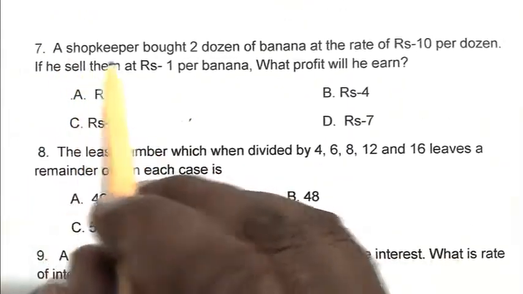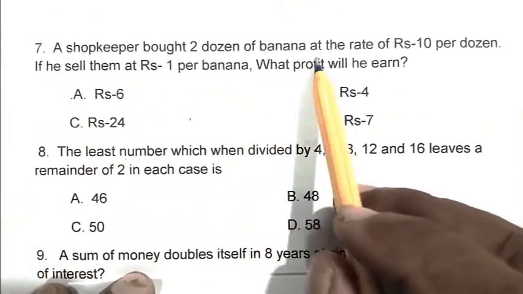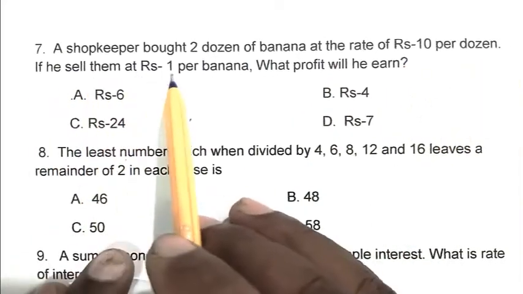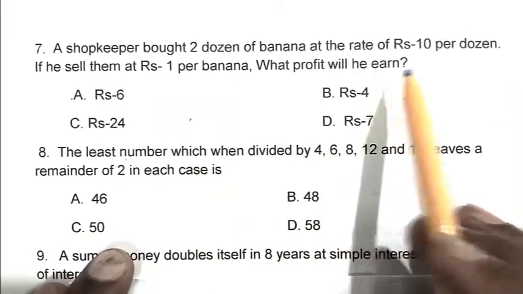Question number 7. A shopkeeper bought 2 dozen bananas at the rate of rupees 10 per dozen. If he sells them at rupees 1 per banana, what profit will he earn?